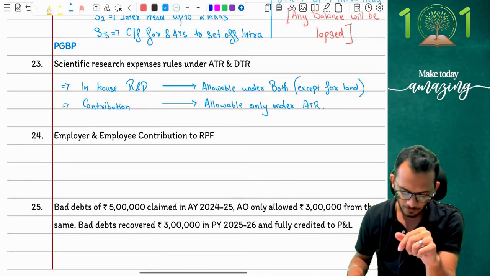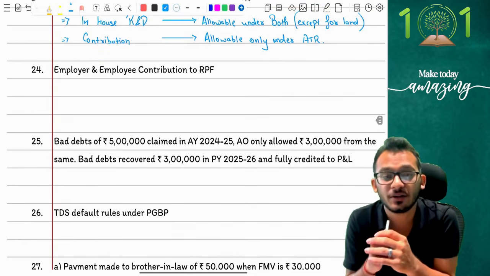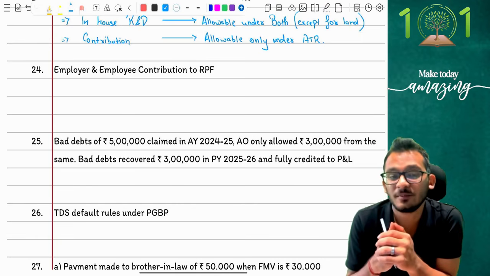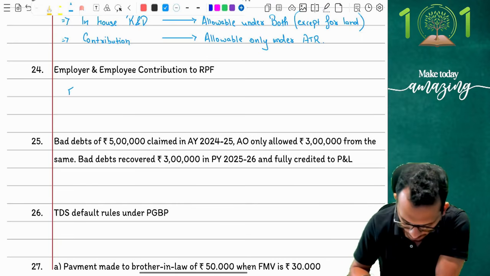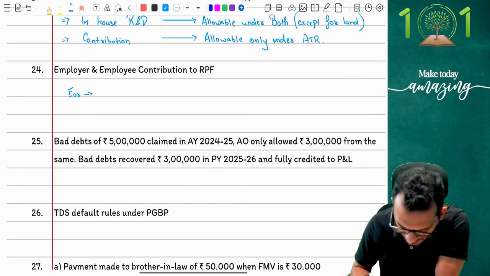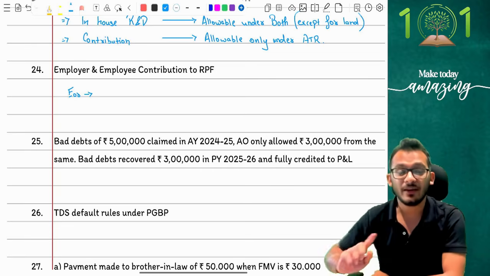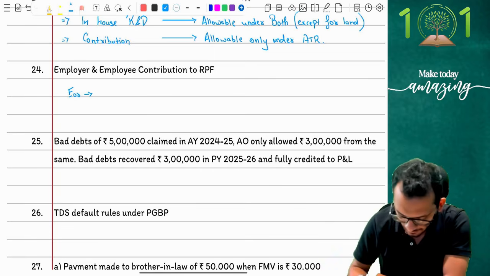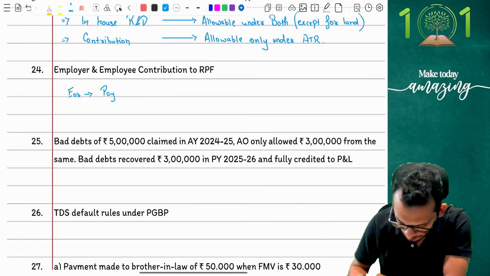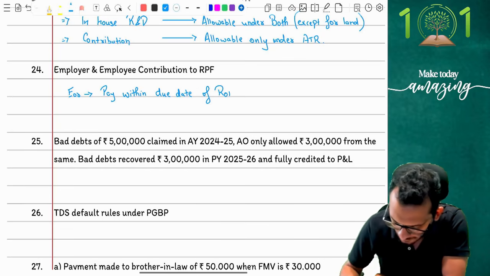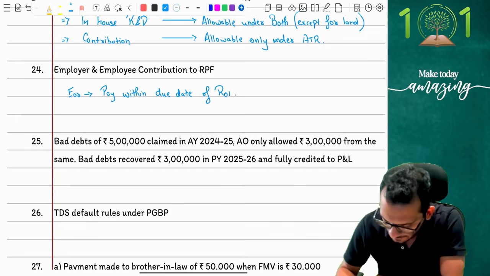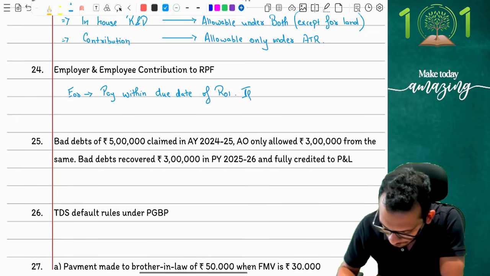Good. Moving on forward, people, the employer and employee contribution, one of the very important adjustments, because this is where students get a little confused in examination. So if you look at this one carefully, income tax says if there is any employer contribution, when the employer is contributing money to PF, he needs to pay it before the due date of return filing. If he does not pay, then he can claim it in the year of payment.